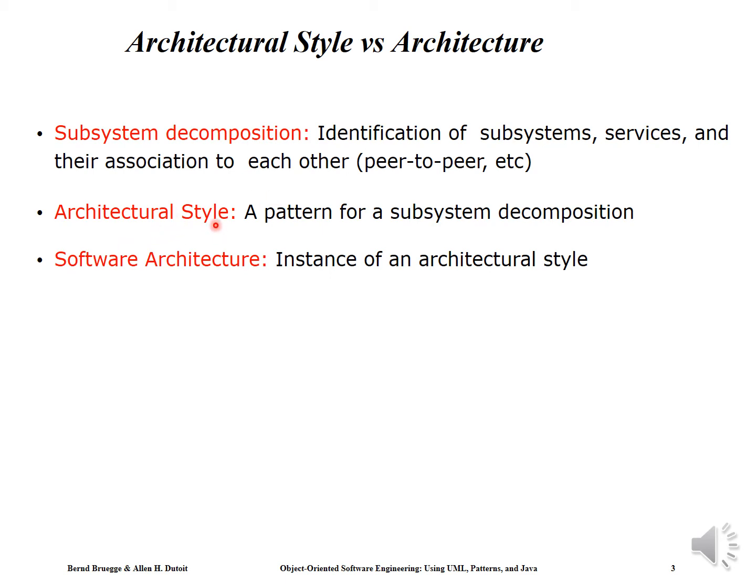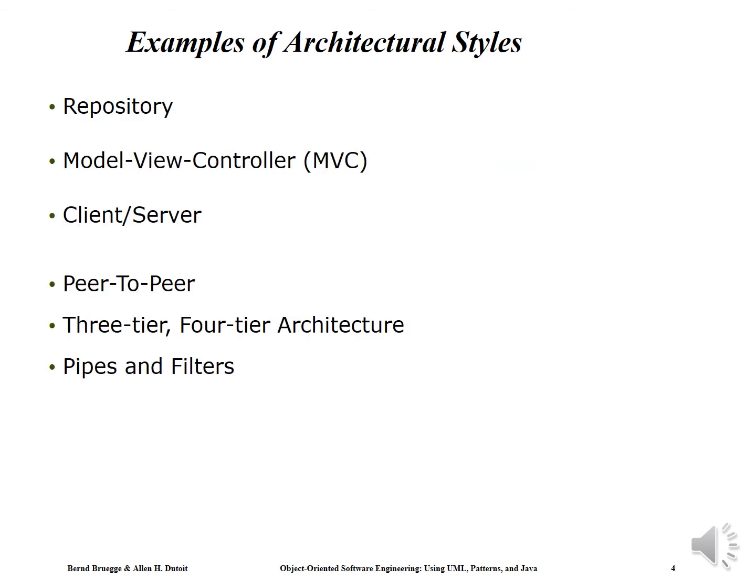So architecture style is, you can say, a pattern for subsystem decomposition. For example, the architecture style can be pipes and filters, can be 3-tier, can be MVC. And what is software architecture? It is basically an instance of architecture style. So examples of architecture styles are given. Now we are going to discuss each architecture style one by one.